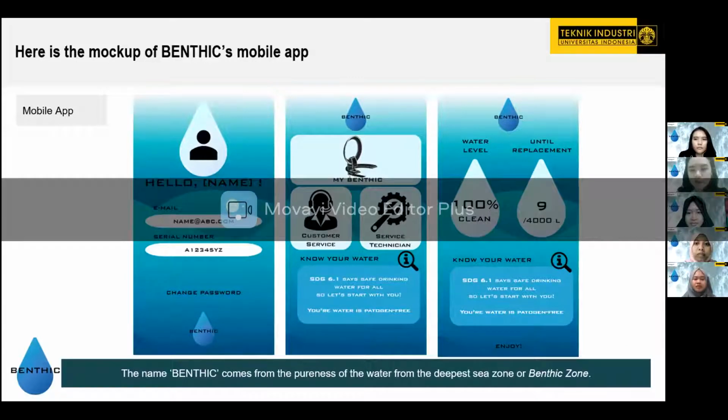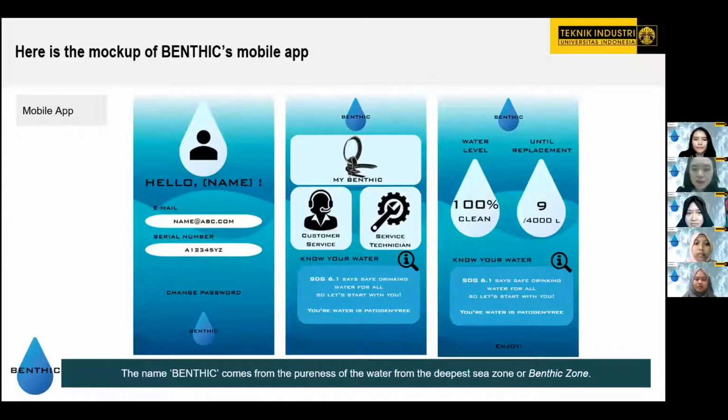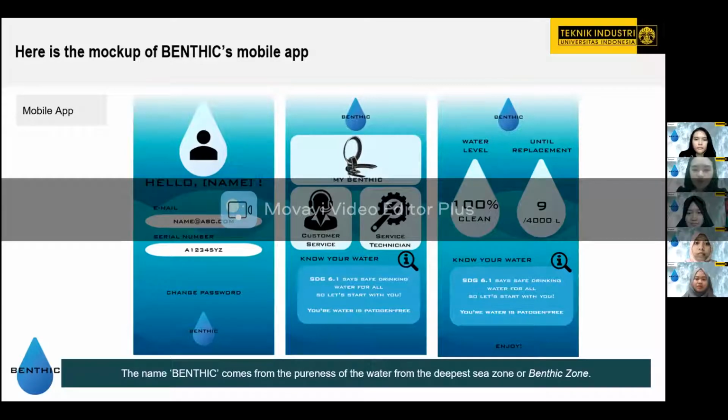On the product information page, users can know filtration process percentage and current filter usage, which can give alert to change the filter. The app has a special Know Your Water section to provide information about SDG 6 to increase users' knowledge and awareness. Benthic, especially its user interface, is designed with cognitive ergonomics in mind, namely the use of icons, high readability text, and color scheme, reflecting clean water, promoting calmness and trust.